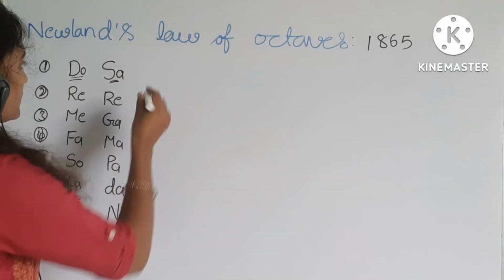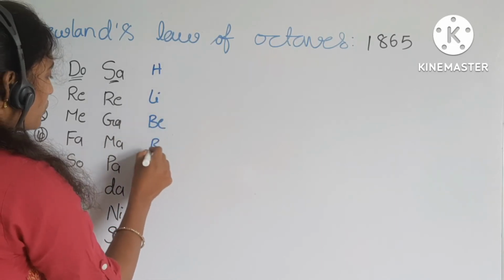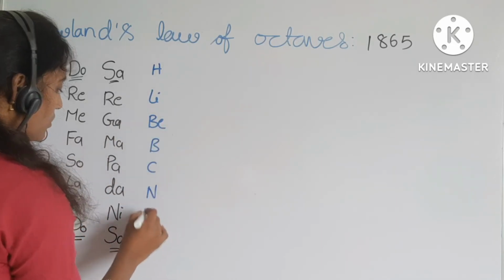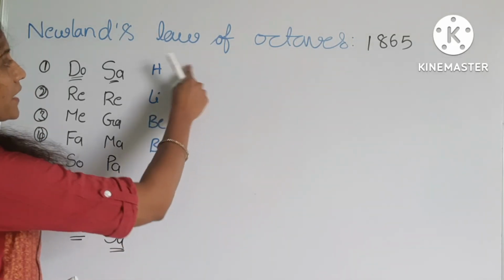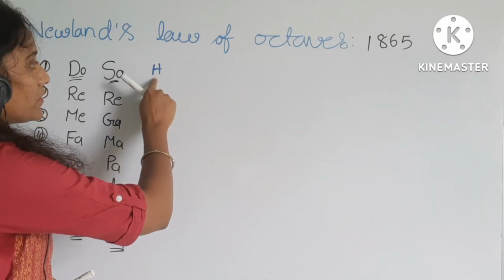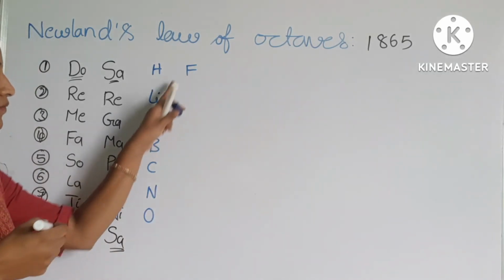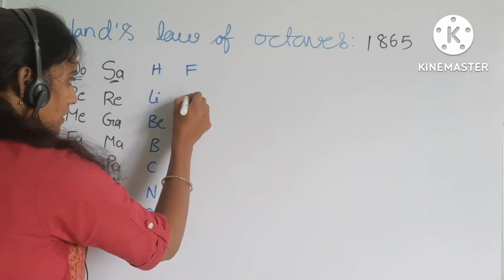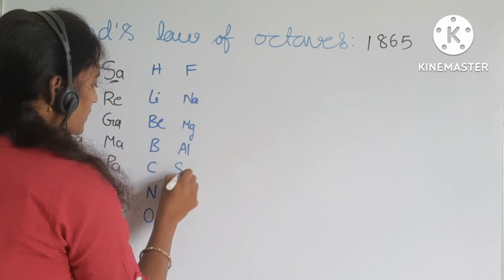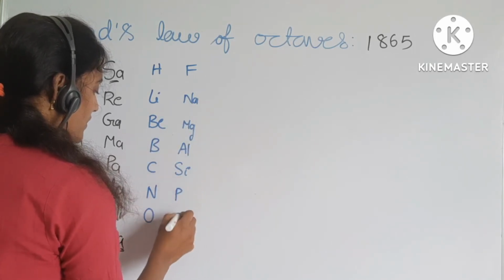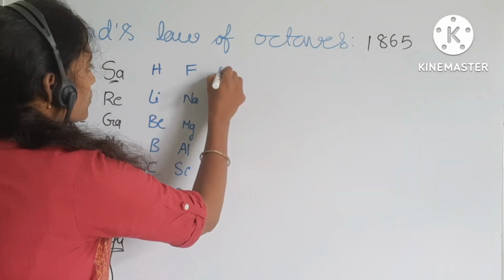This is hydrogen, lithium, beryllium, boron, carbon, nitrogen, oxygen. I am going to write only 7 elements. The 8th one I am going to write in the same line as the first element. See, after oxygen, fluorine. This is the 8th one. Okay, fluorine, sodium, magnesium, aluminium, silicon, phosphorus, sulfur. See, this is the 7th one, and the 8th one from fluorine is chlorine.